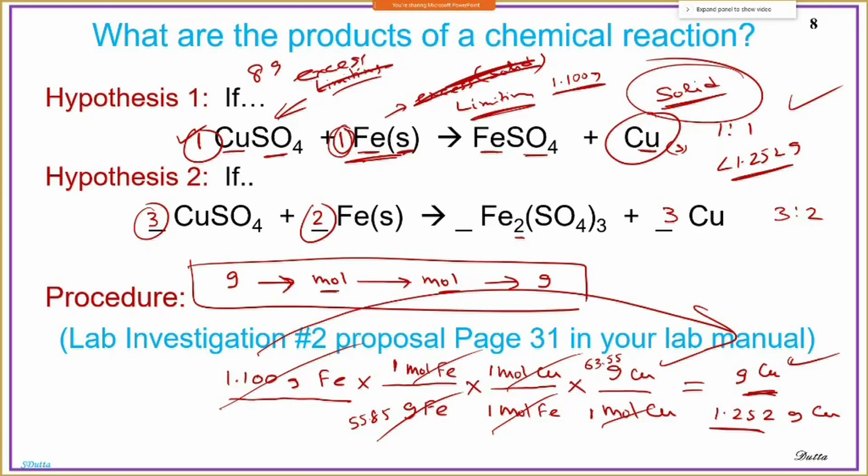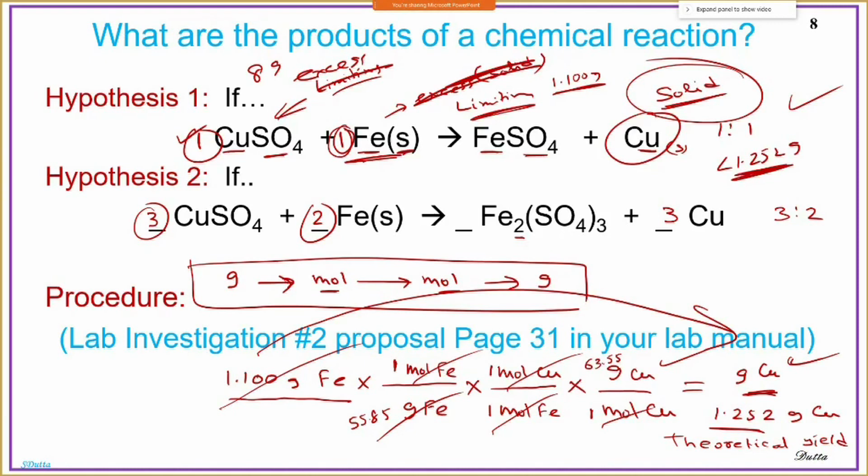So how do I know what is the maximum amount I can get from this equation? 1.252. That is called theoretical yield. You cannot get more than 100% yield. That is impossible. That is against the law of conservation of mass.